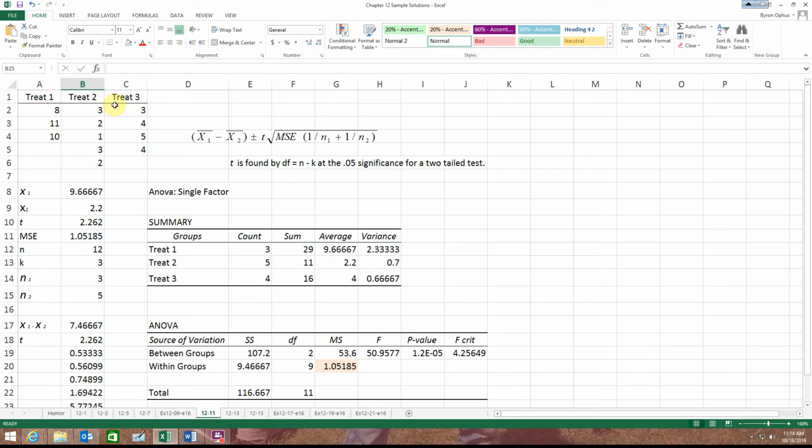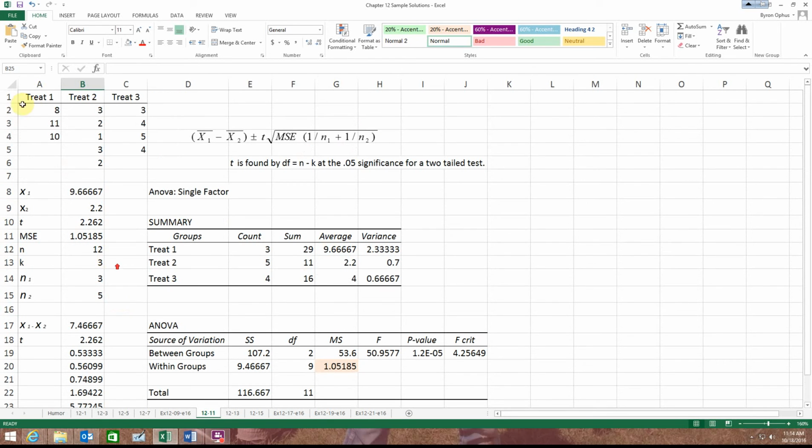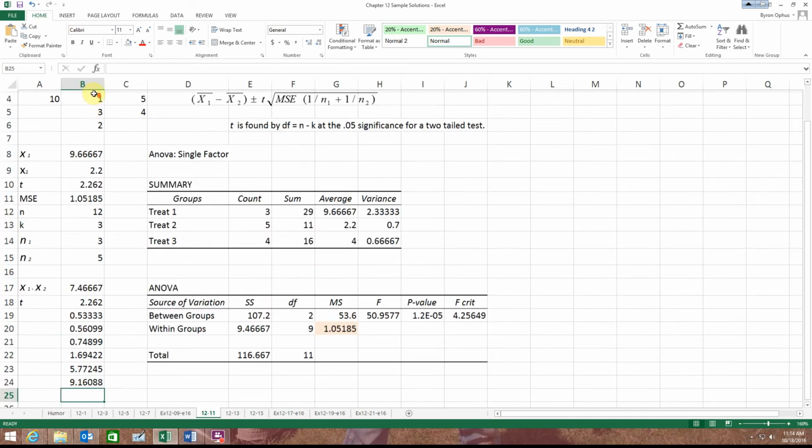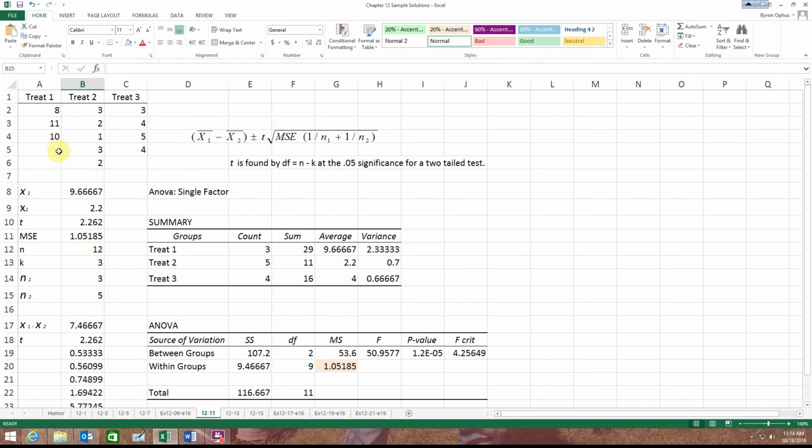That means that these are unequal. How do I know that? I know that because 0 does not reside between these two. My hypothesis was that treatment 1 and treatment 2 were equal. My alternate hypothesis is that they're unequal, so I'm going to reject the hypothesis. In order for me to accept it, I basically have to have one of these as a negative number and one of them as a positive number, meaning that the number 0 would be in between my two numbers. And since it's not, I can reject the hypothesis that these two are equal.